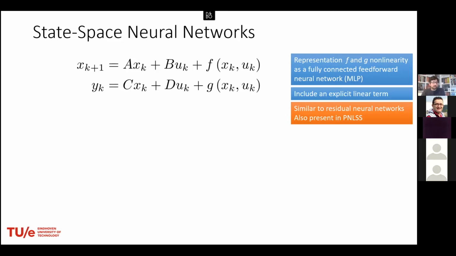Logically, if you think about it, it's actually very natural to do that, because most systems are still dominantly linear and have smaller nonlinearities that are present. And it is not efficient to try to approximate a linear function using a nonlinear type of activation function. So it's better in this case to just explicitly include it.